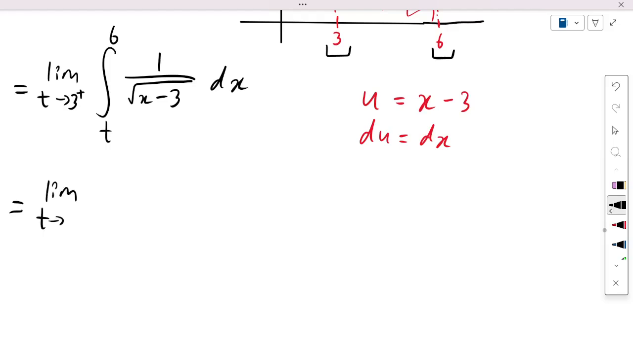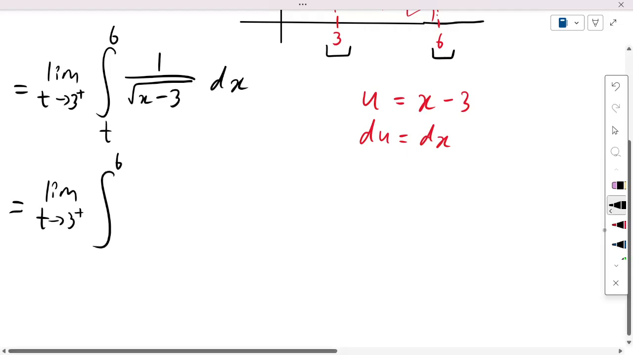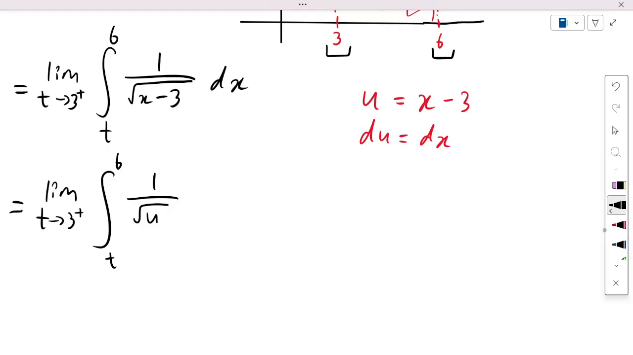Okay. So we're going to keep this the same. We are allowed to keep it the same. This is going to be from t to 6. And then this is going to be 1 divided by root of u, because u is equal to x minus 3. That's what we replace with. And dx is just equal to du. So we can replace that as well.